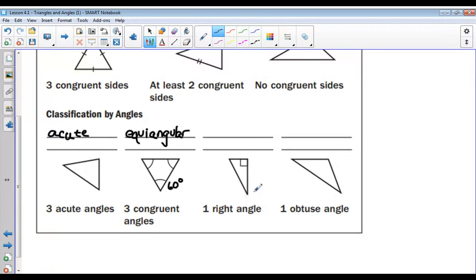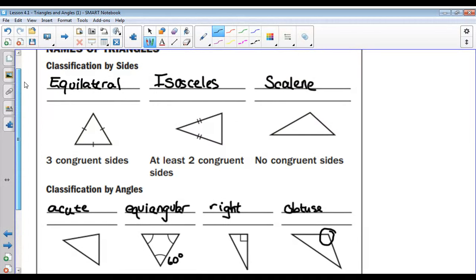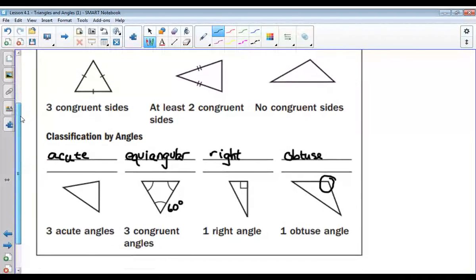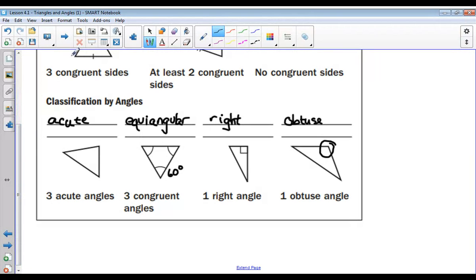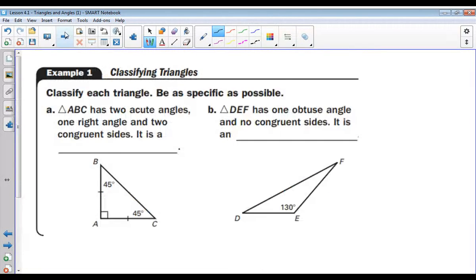If you have one right angle in a triangle, we consider that to be a right triangle. And if you have one obtuse angle within your triangle, it is considered to be an obtuse triangle. So it's really important to know if you're classifying by side, so equilateral, isosceles, or scalene, or classifying by angle, so acute, equiangular, right, or obtuse. So let's practice doing that right now.